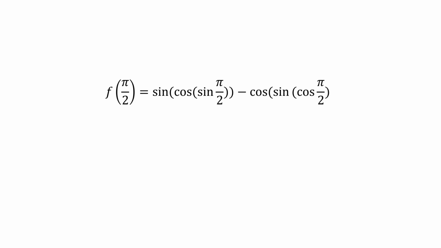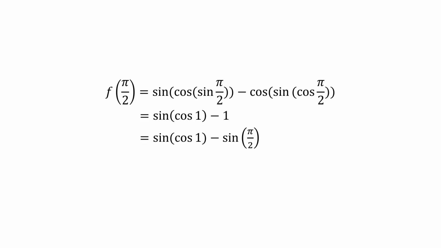Let us find the value of function f of x at another point, pi by 2. So f of pi by 2 equals sin of cos of sin pi by 2 minus cos of sin of cos pi by 2, which equals sin of cos 1 minus 1. Again, this is actually sin of cos 1 minus sin of pi by 2.